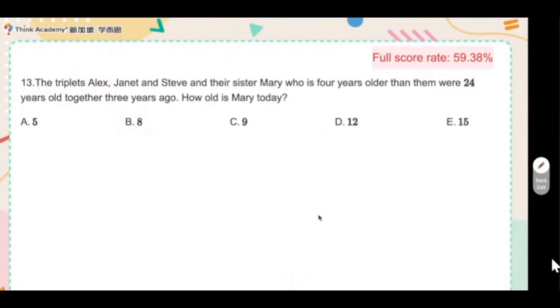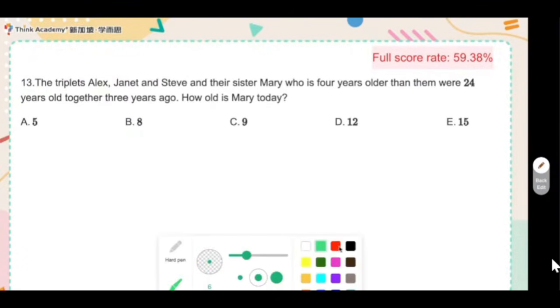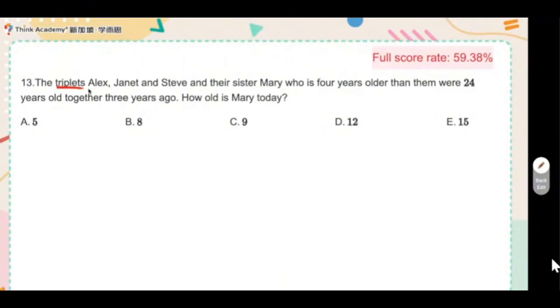Question 13. Turn to the page of question 13, okay? Let's see. There are 3 triplets, which means that they were born at the same time, right? And they are called Alex, Janet, and Steve. And their sister Mary, who is 4 years older than them. And they are 24 years old together 3 years ago. How old is Mary today?